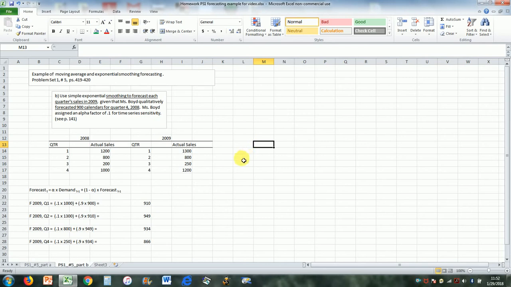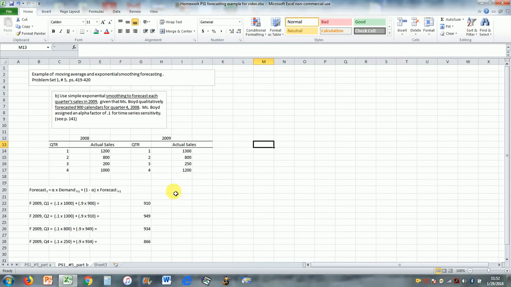Exponential smoothing is a forecasting technique that takes into account, in this particular case, two pieces of data: actual demand or sales and forecasted sales. And what it does is it uses what they call an alpha factor. In this particular case, it's 0.1, to place more or less weight on the demand and or the forecast. You're basically trying to figure out which you as a forecaster will rely most on.